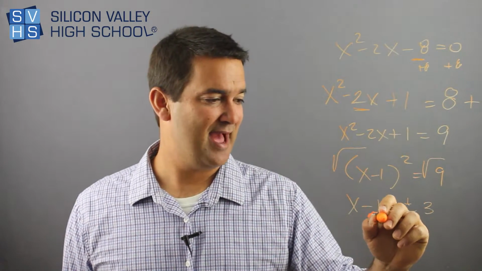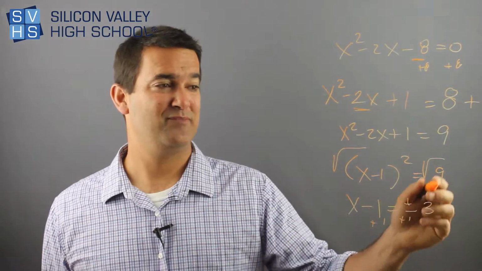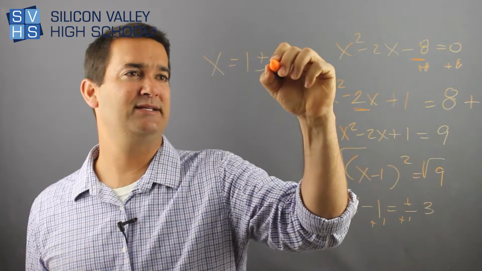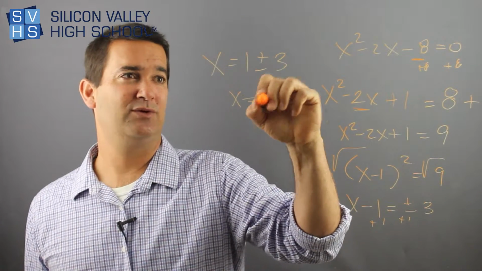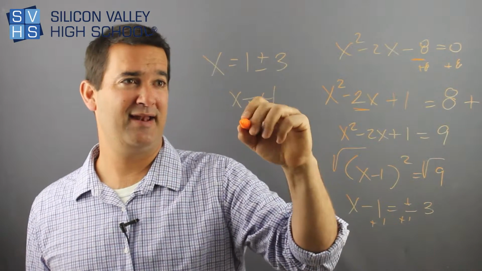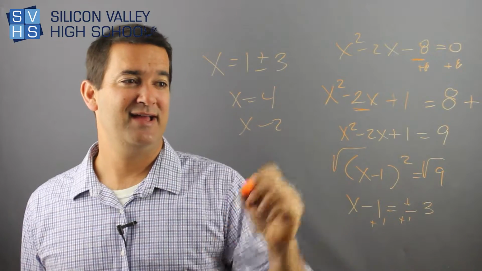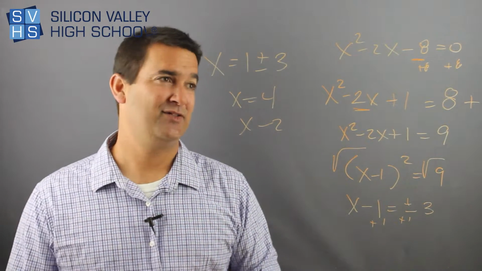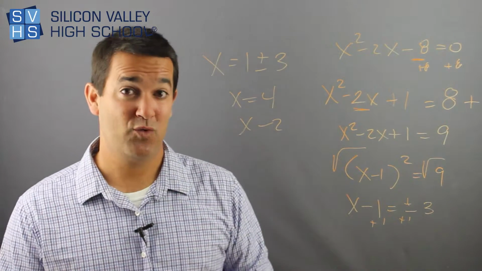Now from there, you're going to add 1 to both sides. In front of that, I'm going to bring it over here. So now you have x equals 1 plus or minus 3. So that would be x equals 1 plus 3 is 4, and then x equals 1 minus 3, negative 2. If you remember when I factored it normally, I got the same answer. So this just proves that completing the square works.